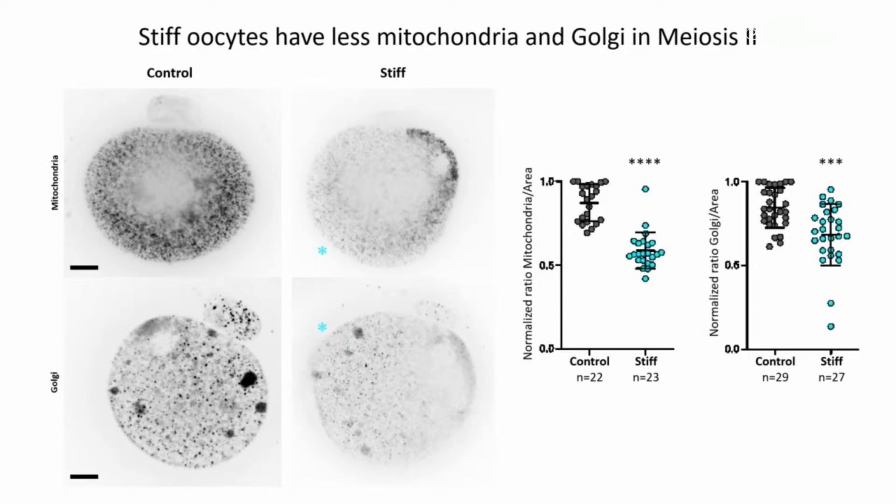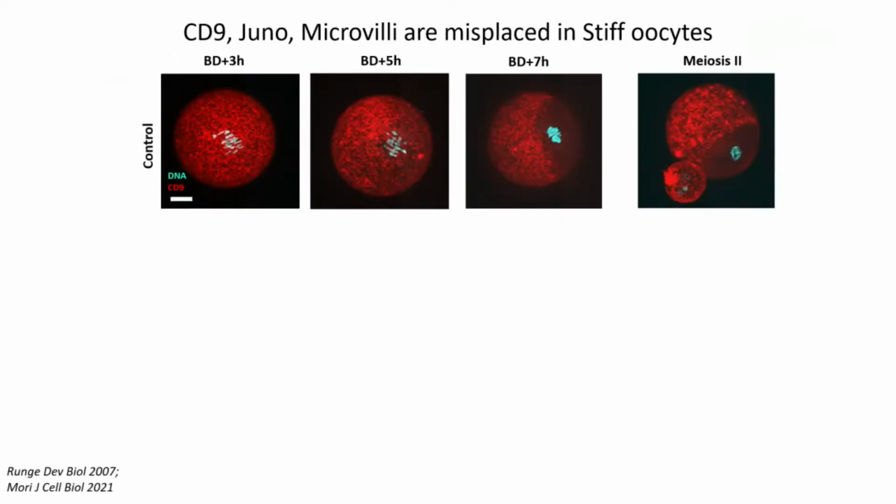So these oocytes are ready to be fertilized. So we looked at some important players for fertilization that you heard about yesterday: CD9, Juno, and microvilli. So these are control oocytes. At the beginning of the division in meiosis 1, these players are localized all around the cortex of the oocyte. Then they progressively become polarized as the spindle migrates to the cortex. So it will create a differentiated zone where Juno, CD9, and microvilli will not be present, and they will cover the rest of the oocyte.